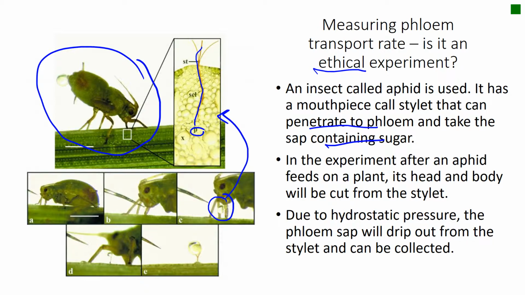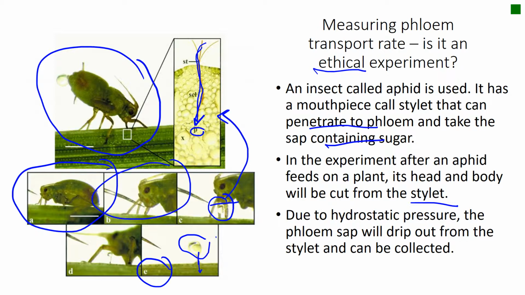In this experiment, the scientists will let some aphids inject their mouthpiece. By the way, the mouthpiece is called a stylet. Now, after their stylet is injected through the stem and reaches the phloem, sadly but true, they will be cut or separated. The head and the body will be separated from the stylet, like in picture E. So the stylet will remain, penetrating, while the head and the body of the aphids will be gone.